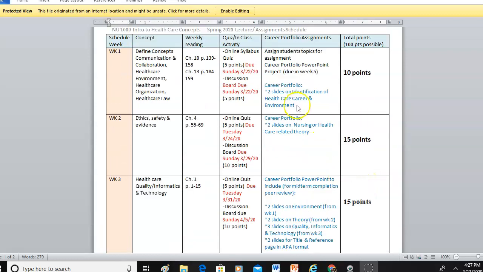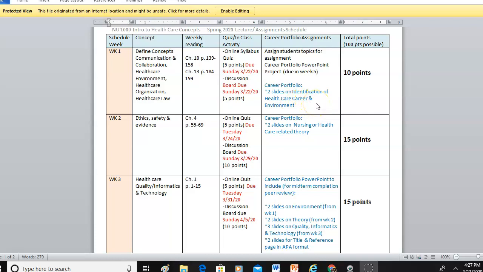So in the blue here is discussing the things that you need to include in each one of your PowerPoint projects. So we call this career portfolio or career PowerPoint. All those things kind of mean the same thing. We're talking about that final career research PowerPoint that you're turning in at the end of those 5 weeks. So after we learn about things like healthcare law and healthcare organization, you're going to take this time to start your PowerPoint presentation, and you're going to create 2 slides on your PowerPoint.